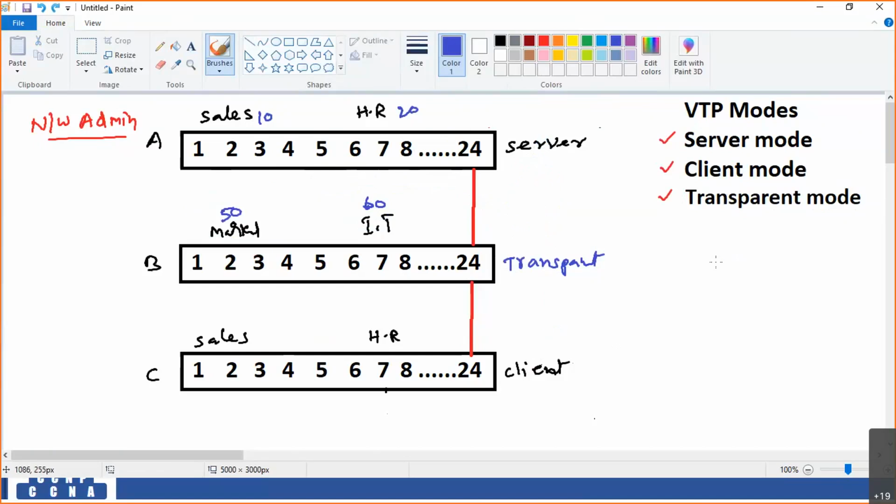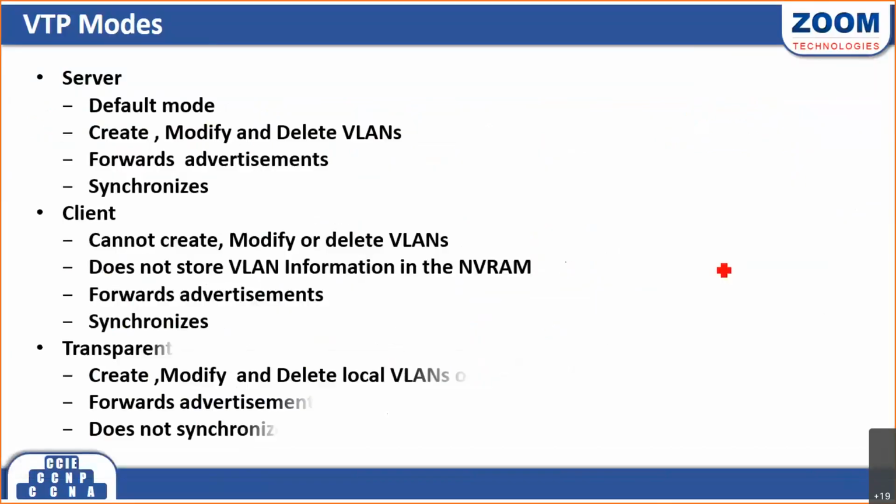Then which switches will synchronize the VLANs? Only server and client synchronize. So this is the VTP transparent switch. Create, delete, modify VLANs only for the local switch and local VLANs only. So a transparent switch does not synchronize, it forwards advertisements.